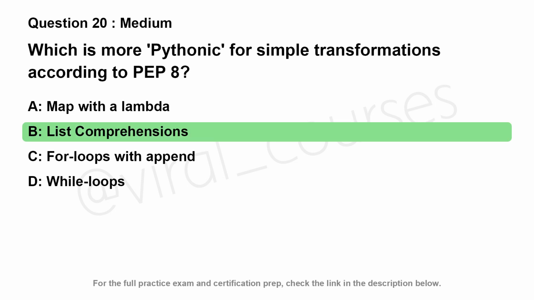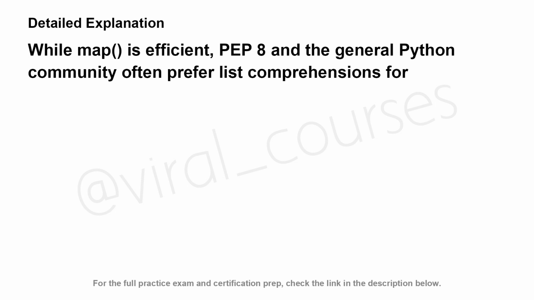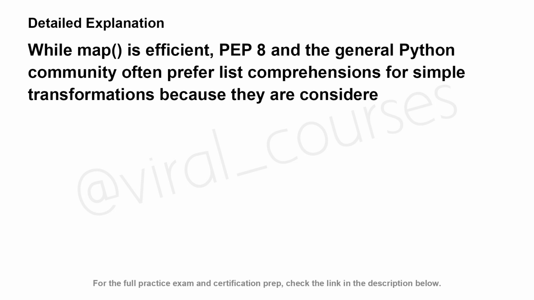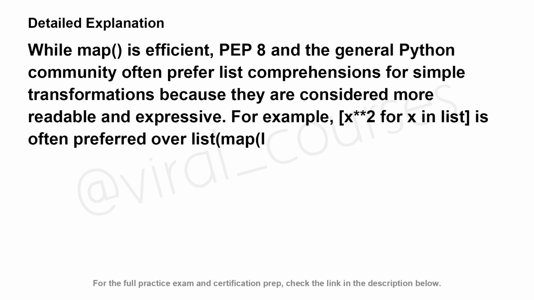The correct answer is B. While map is efficient, PEP 8 and the general Python community often prefer list comprehensions for simple transformations, because they are considered more readable and expressive. For example, [x * 2 for x in list] is often preferred over list(map(lambda x: x * 2, list)).